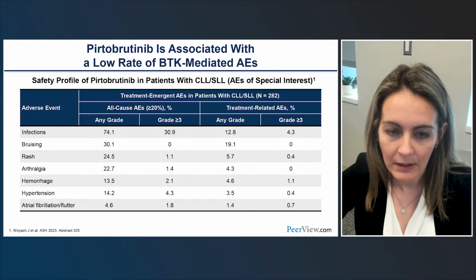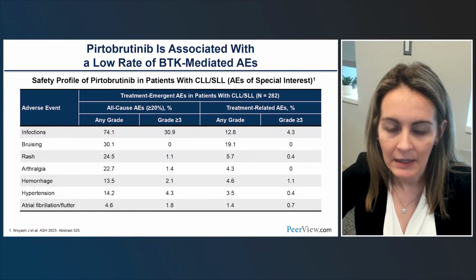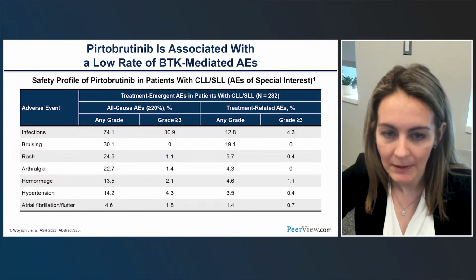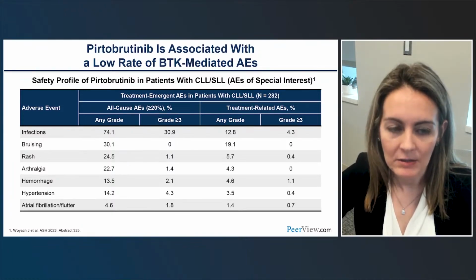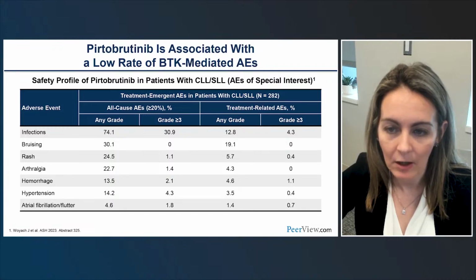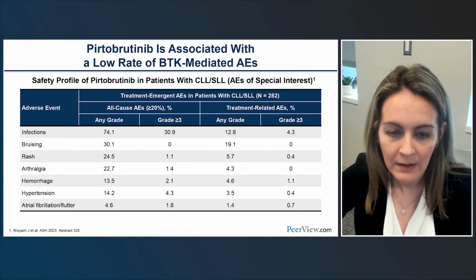For example, atrial fibrillation and flutter has been seen with the covalent BTK inhibitors. And so in the Bruin study, there was 4.6% of patients with any grade AFib or flutter, and then 1.8% of patients with grade 3 or higher AFib or flutter. So relatively low with the data we have at this time point with pirtobrutinib.